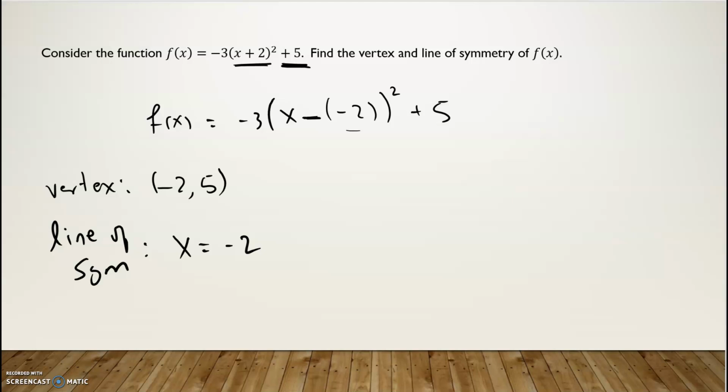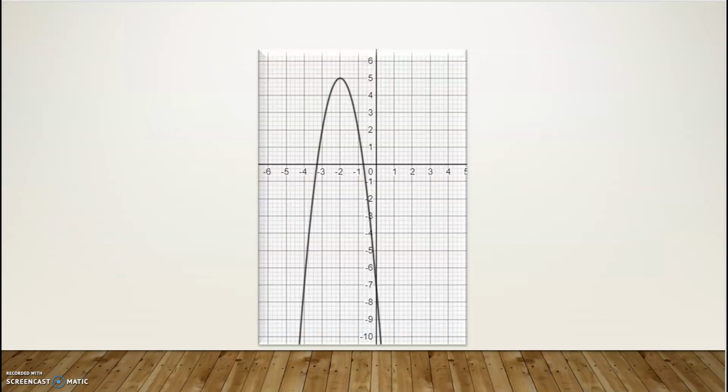Now, to figure out if the vertex is a maximum or a minimum, for this form, you look at this number right in front of it. Because it's a negative, this should be a parabola that's opening downward. So here's the graph of that function. Notice how it is a parabola that is opening downward. And our vertex is right here, and that has the ordered pair negative 2, 5, which is what we found. And the line of symmetry going right through the vertex, well, that is the line or equation x is equal to negative 2.